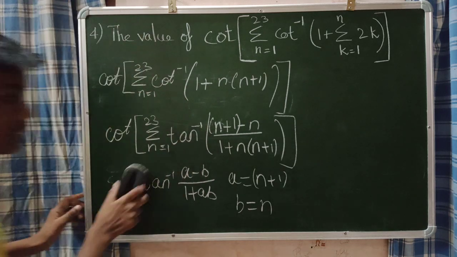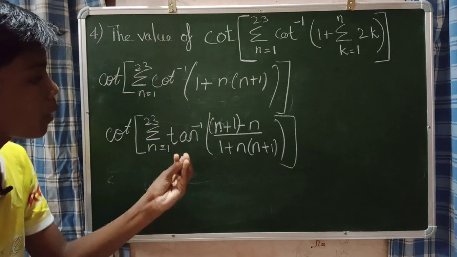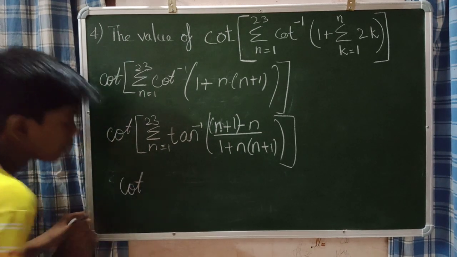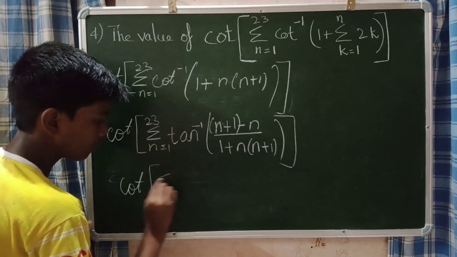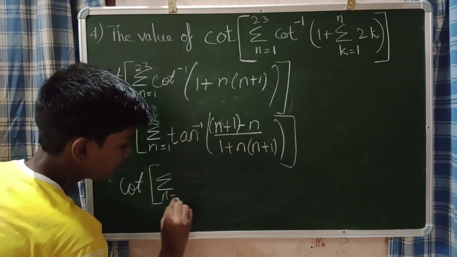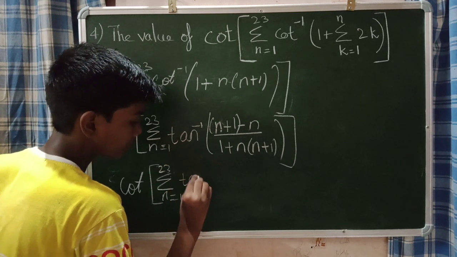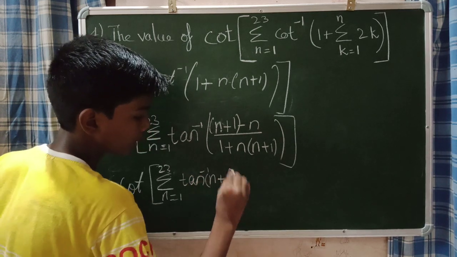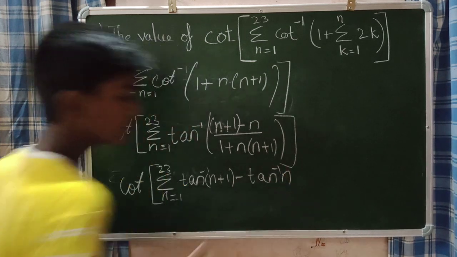So I can say that tan inverse of (n plus 1 minus n) divided by (1 plus n into n plus 1) can be written as the summation of n equal to 1 to 23 of tan inverse of n plus 1 minus tan inverse of n.